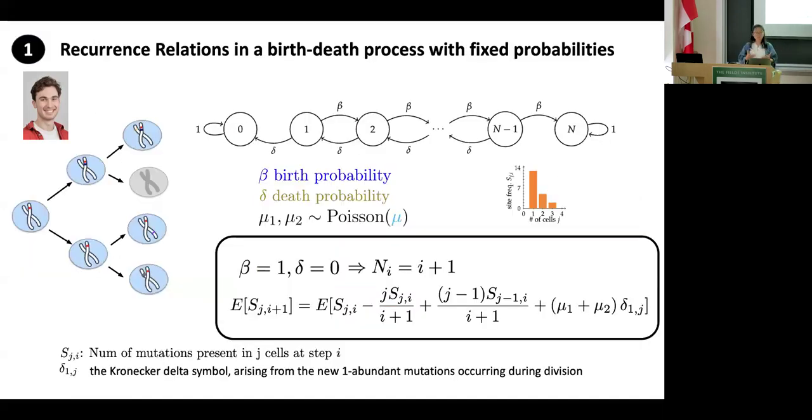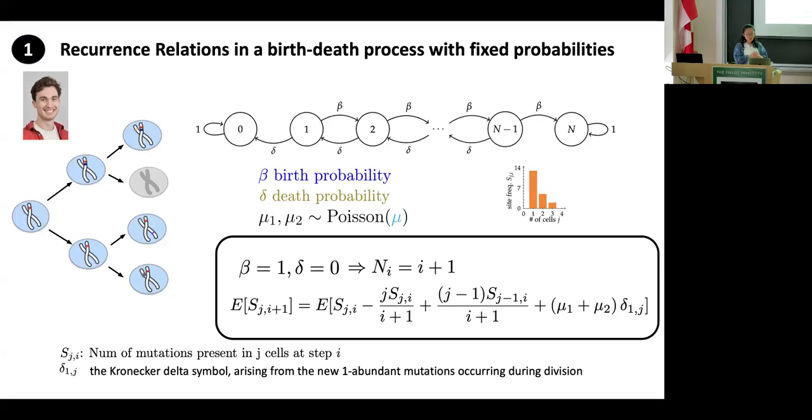So what we did is write down the recurrence relations of how these different statistics change over time. We write down the distribution of S_{j,i+1}, which means at the i+1 time event, how many mutations are present in j cells. So j divided by the population size will be the frequency. And we relate this to the distribution at the last time event.